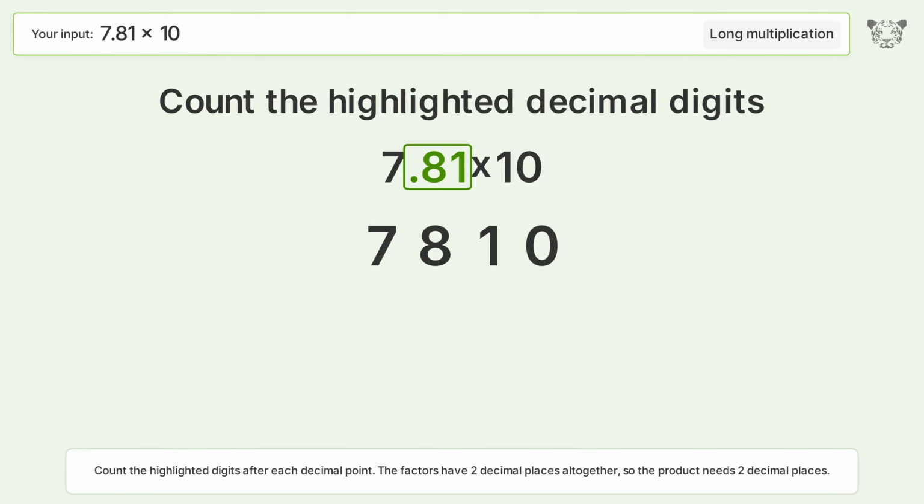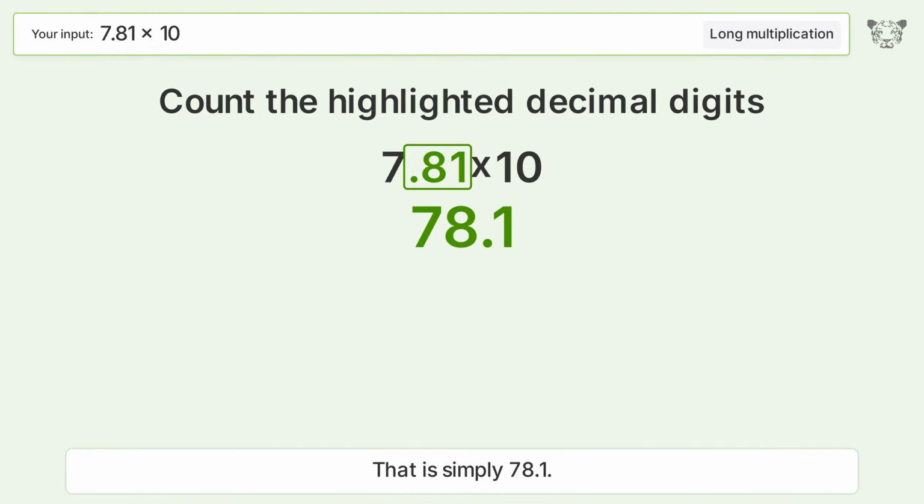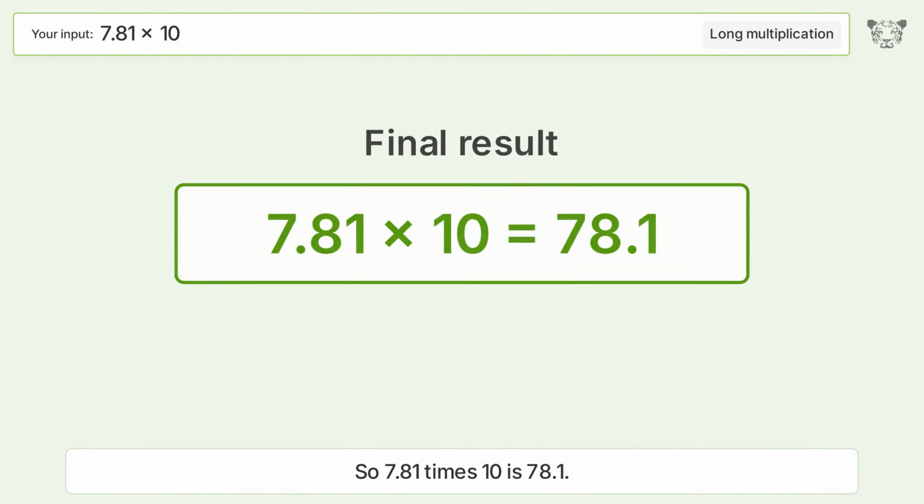Count the highlighted digits after each decimal point. The factors have 2 decimal places altogether, so the product needs 2 decimal places. Place the decimal point 2 places from the right. 7,810 becomes 78.10. That is simply 78.1. So 7.81 times 10 is 78.1.